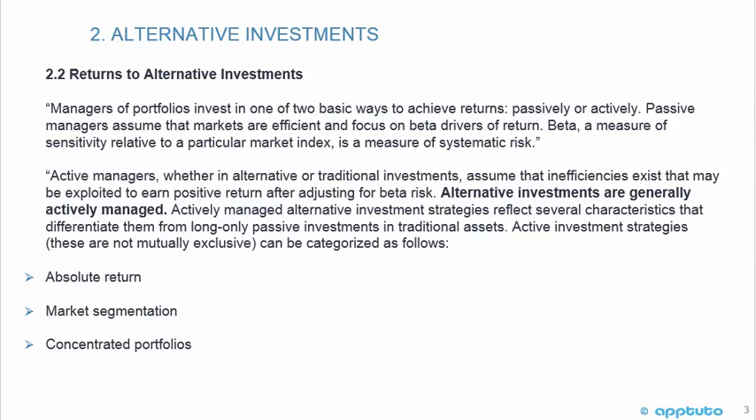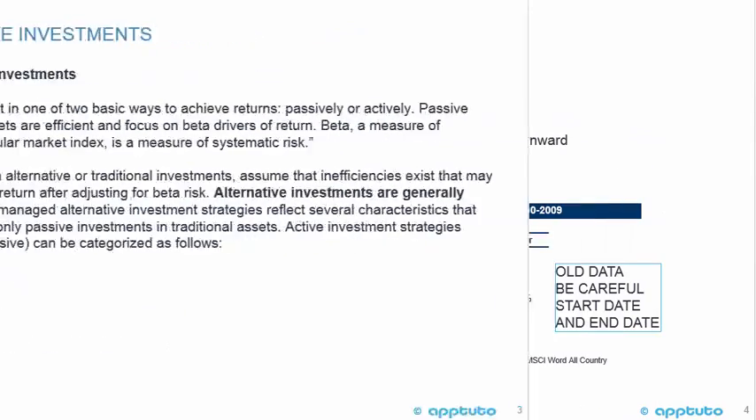Alternative investments are generally actively managed. Actively managed alternative investment strategies reflect several characteristics that differentiate them from long-only passive investments in traditional assets. Active investment strategies, these are not mutually exclusive, can be categorized as follows: absolute return, market segmentation, or concentrated portfolios.